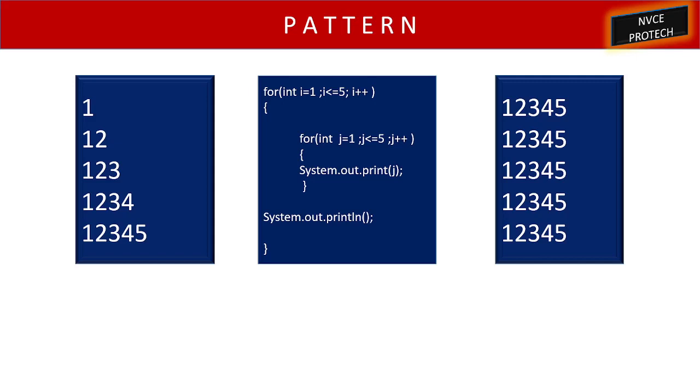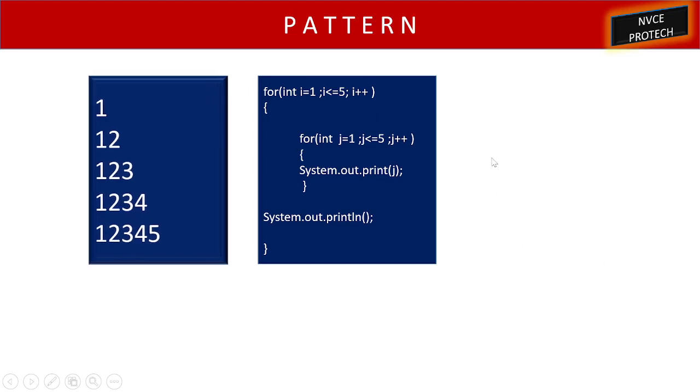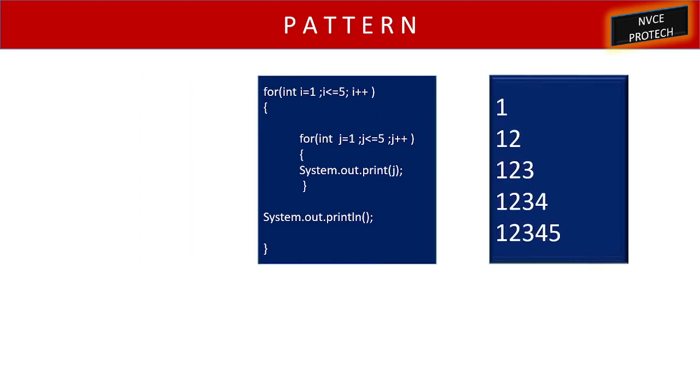But we need the left side pattern, not this one. As I have chosen slanting values for the outer loop, the outer loop variable i will be placed in the condition part of the inner loop. And we get our desired output.